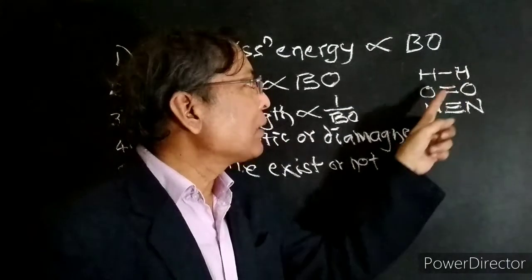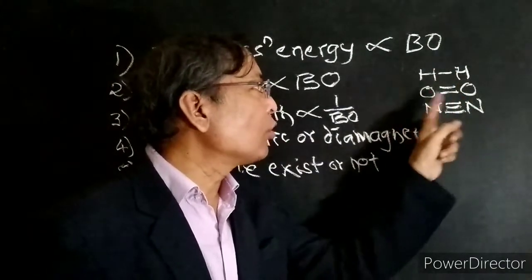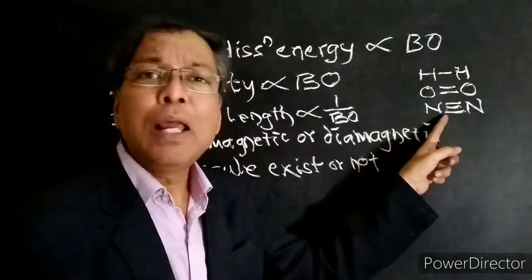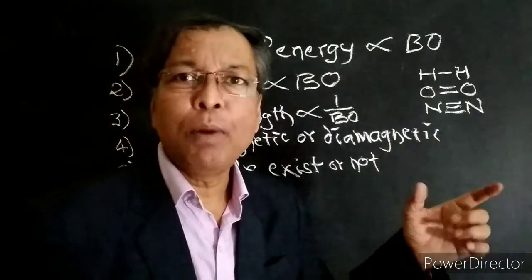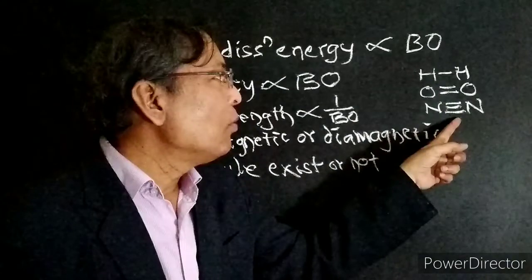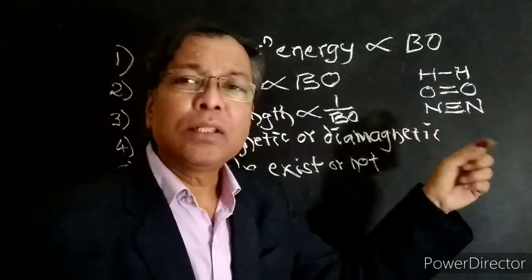If I want to compare the bond length of the hydrogen molecule, oxygen molecule and nitrogen molecule, the hydrogen molecule has a single bond, therefore it has maximum bond length. In these three molecules, nitrogen has the least.